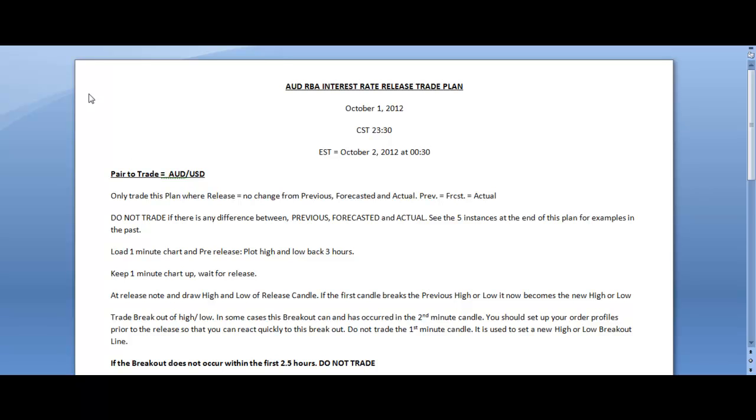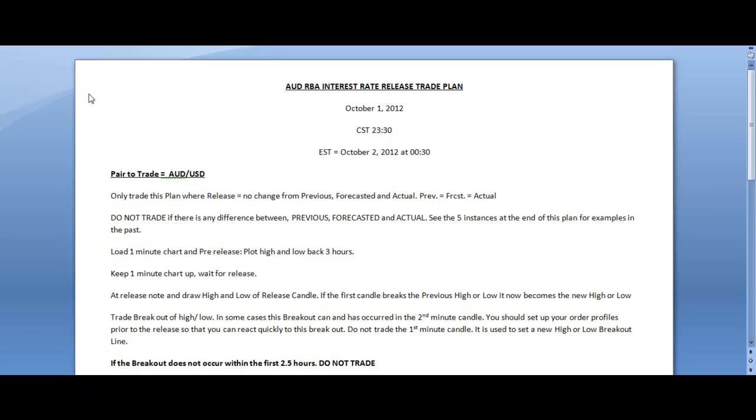With all that being said, October 1st, 2012, Central Standard Time, USA, 23:30 hours. If you're Eastern Standard Time in the United States, it's October 2nd at 0:30 hours. If you're somewhere else in the world, please adjust the time accordingly. The pair we're going to look at is the Australian USD.